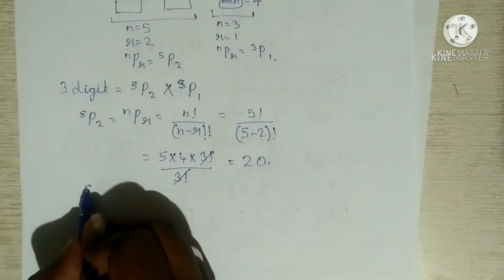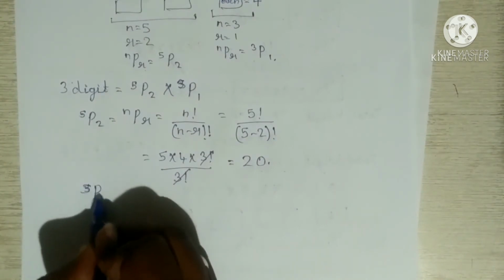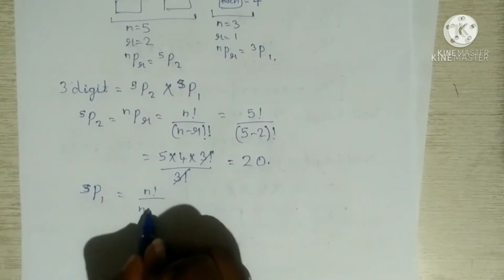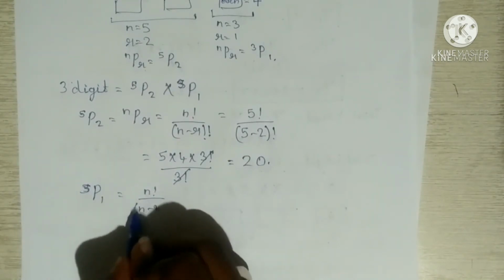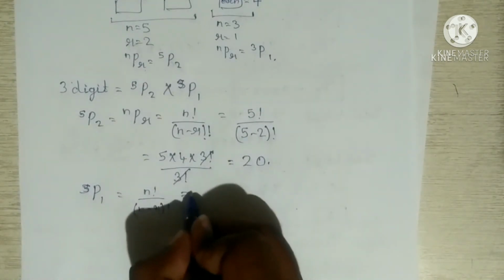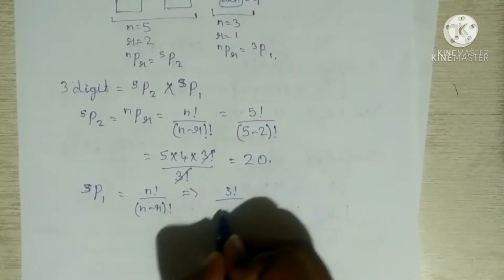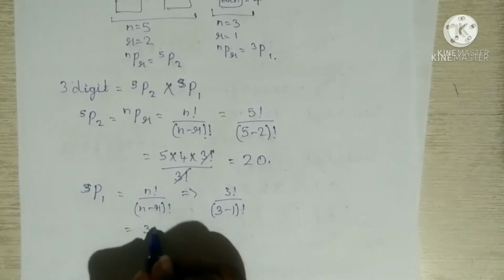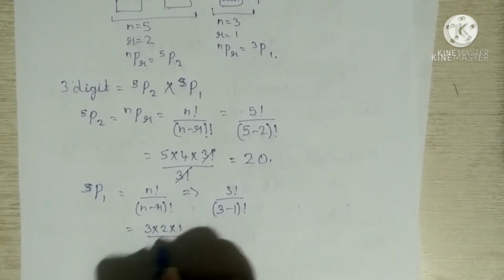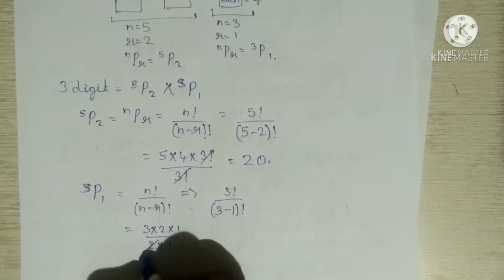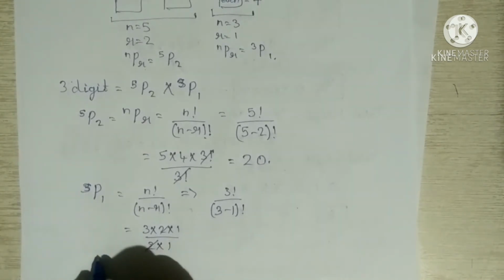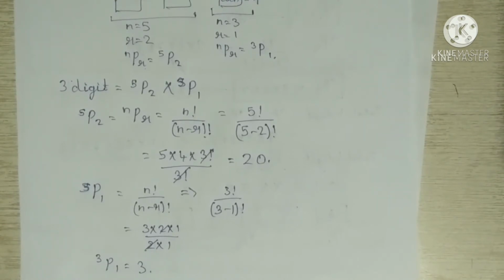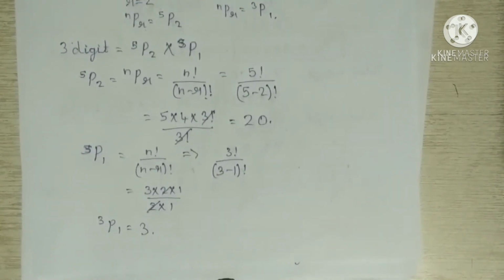Next, 3P1, substituting n factorial by n minus r factorial, will be equal to 3 factorial by 3 minus 1 factorial. You'll get 3 into 2 into 1 over 2 factorial into 1. The 2 cancels. So 3P1 is equal to 3.